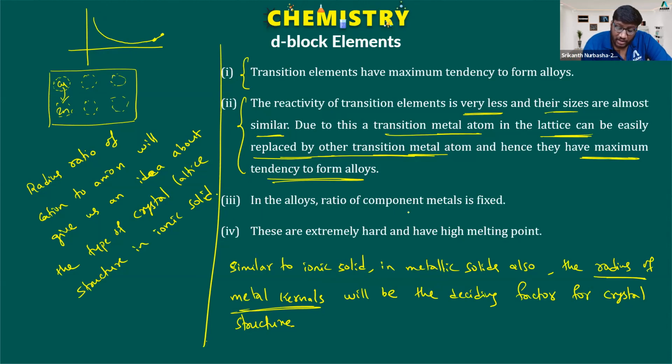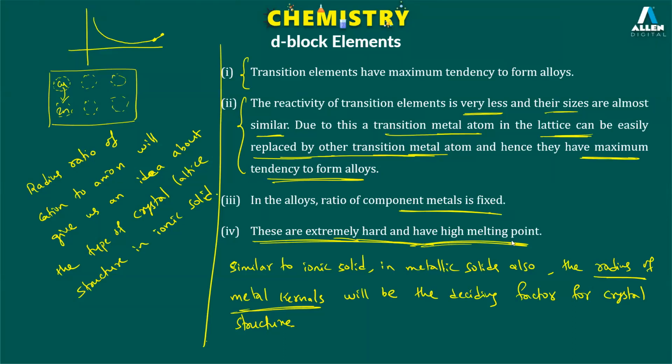And these alloys have the ratio of component metals fixed, and they are extremely hard because in alloys you also have an increase in metallic bonding. They are also extremely hard and have the highest melting points. All of you note down, students. Yes, Priya. Any doubts? Okay, note down. So alloys have very hard nature and they have high melting point.